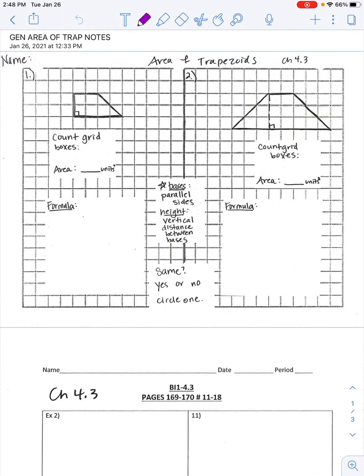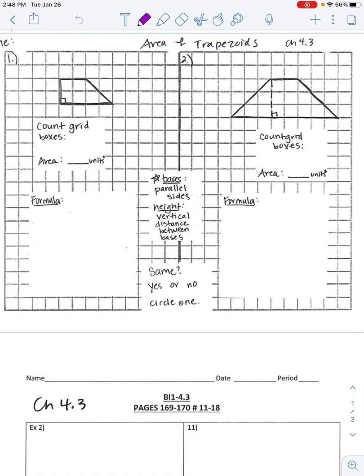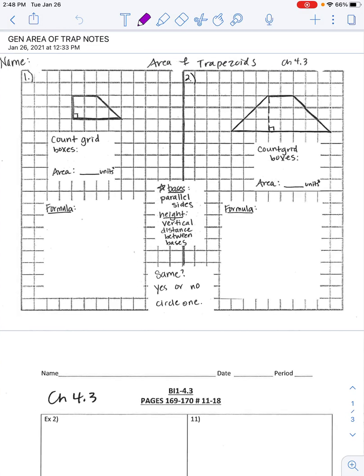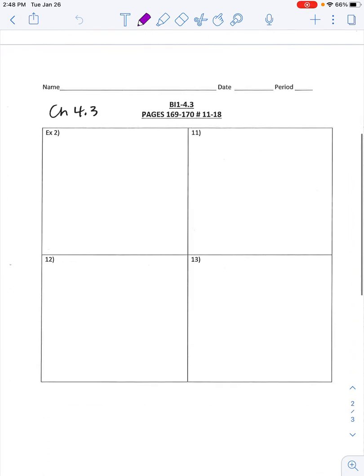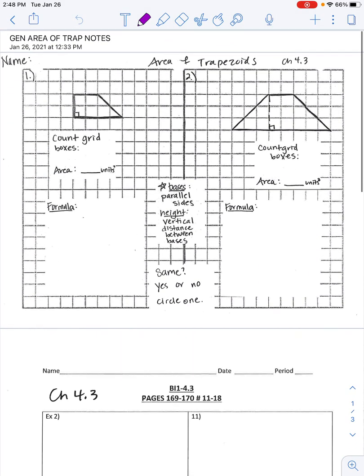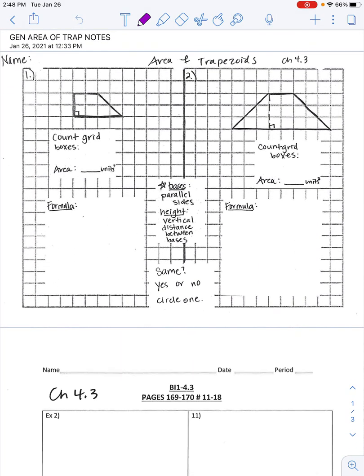Today, if you were absent, we talked about area of a trapezoid. If you can pull up both links in Canvas, one will look like what my screen looks like, some grids of trapezoids, and then there's a second document for you to download, which is just a box page. It says page 169 and 170, numbers 11 through 18. This video will take you through the notes and then start you off on the box page.